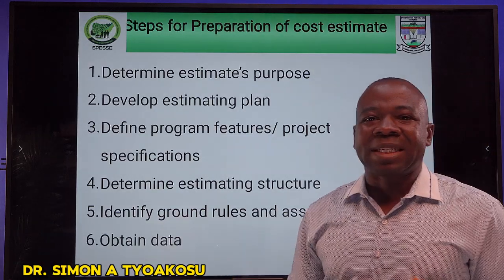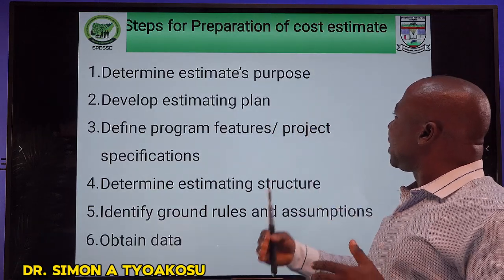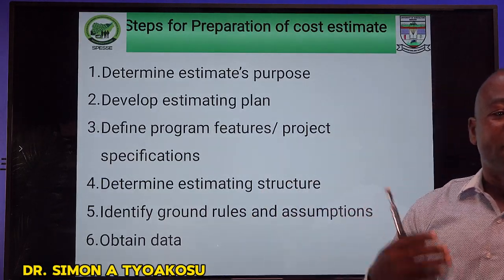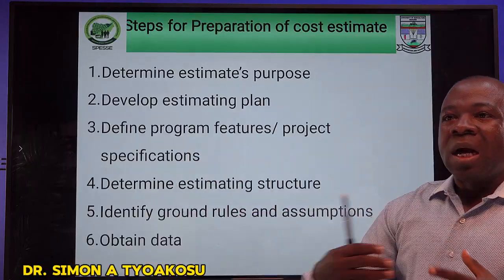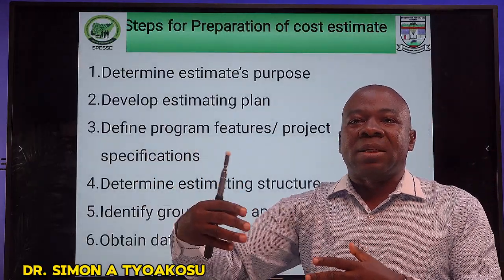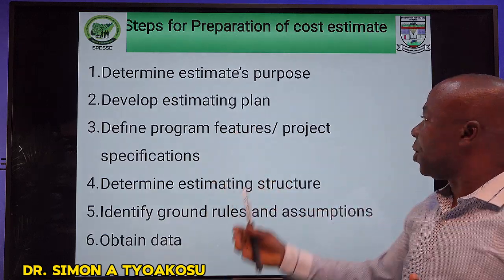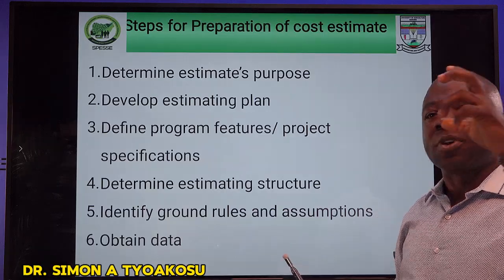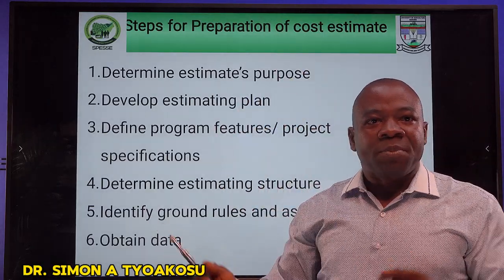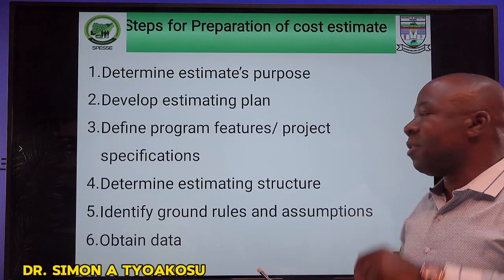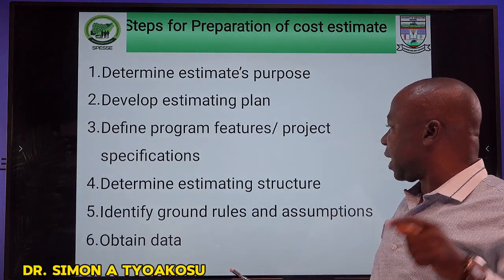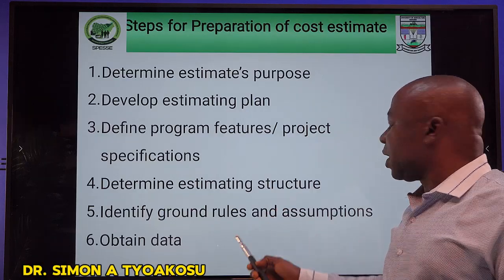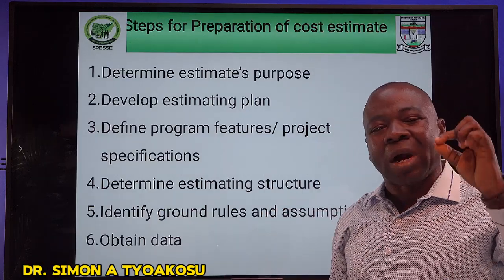The steps that are expected for them to undergo is to determine the estimate purpose. For what purpose are we putting this estimate together? Then they develop an estimation plan. How are they going to design or plan the activities from beginning to end that will come out with the cost estimates? They will define the program features. What are the specifications of the project from inception to finish? Because these costs will be tied to the individual cost estimation specifications. Determine the estimating structure, as well as identify the rules that will govern what you are doing. Then you have to go out to obtain data.